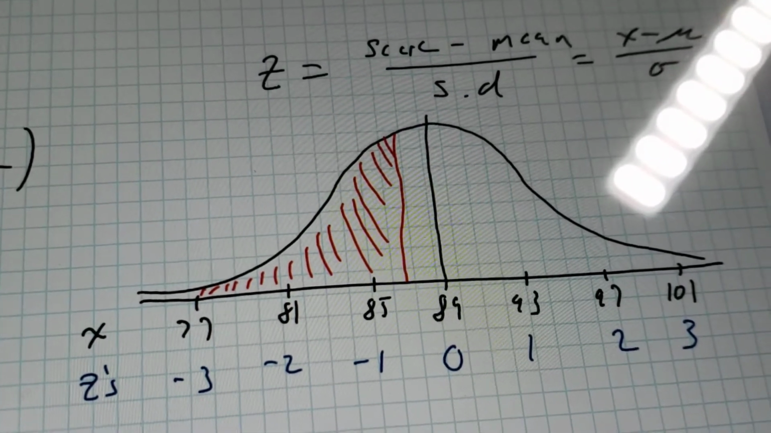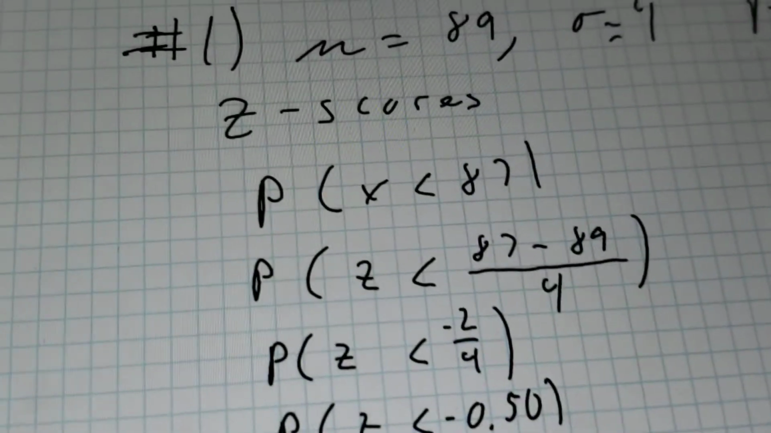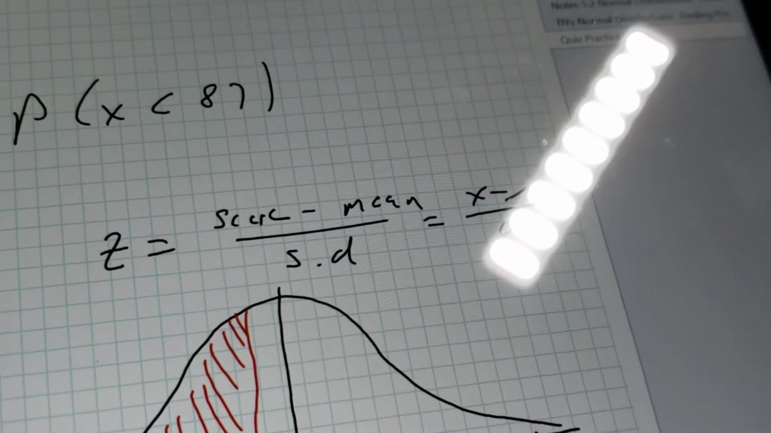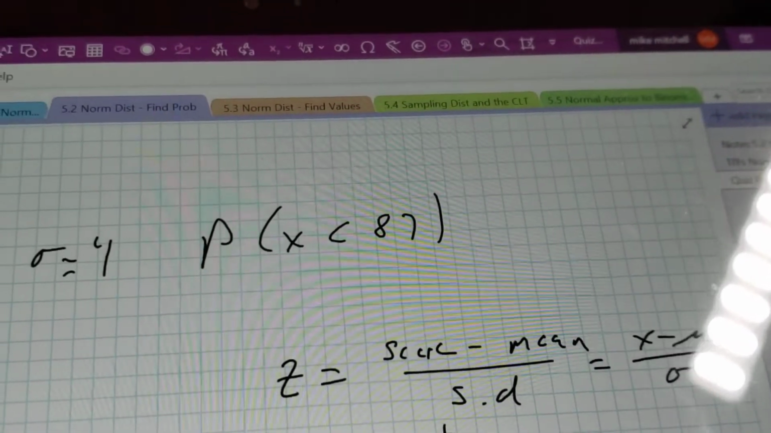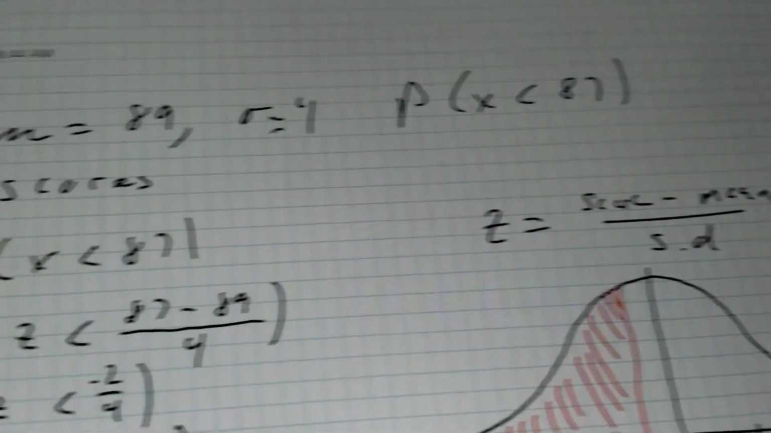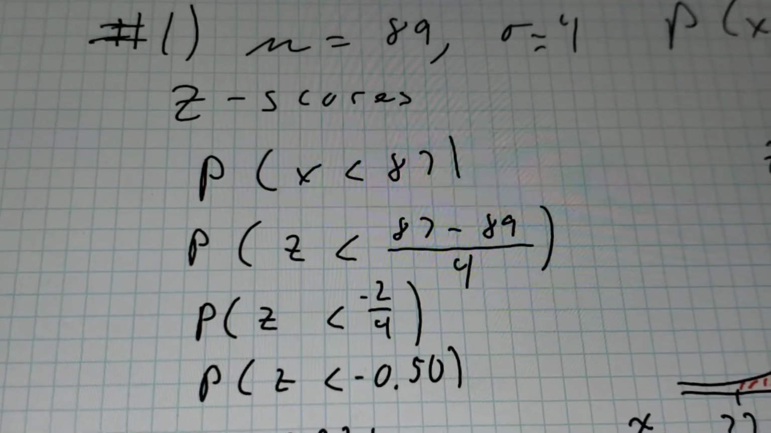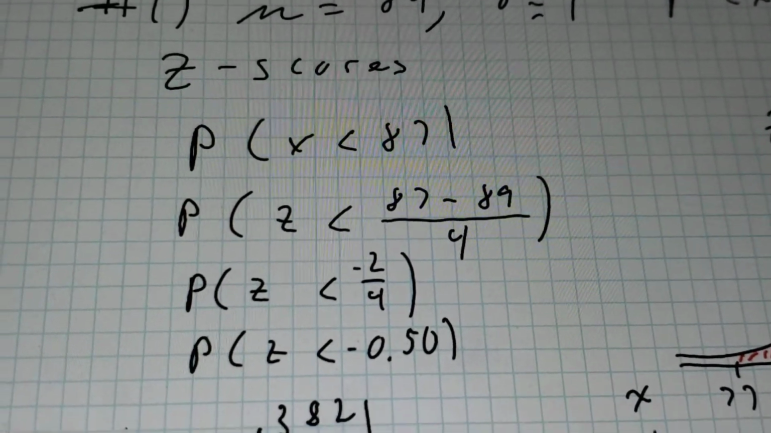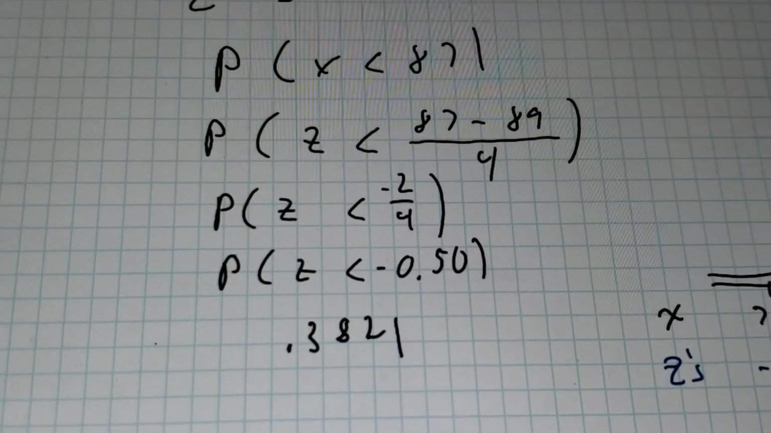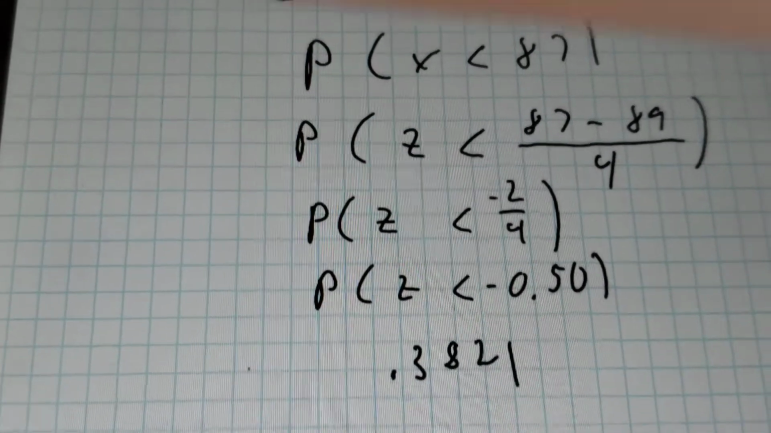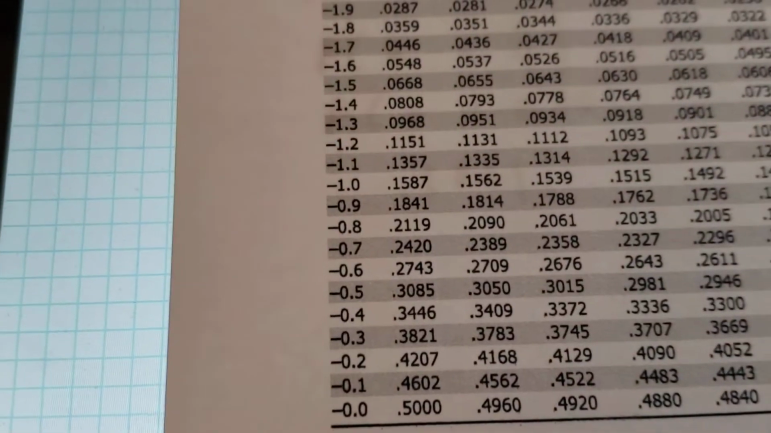So next I'm going to calculate my z-score. There's my x. There's how you calculate the z-score. Observation, 87 minus the mean, 89, divided by the standard deviation. There's that z-score where I expected. I look it up on my tables, -0.50.